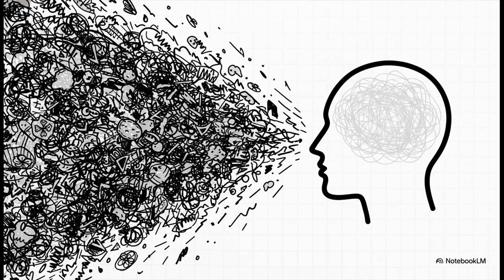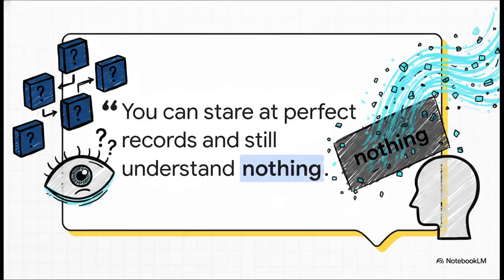Imagine logging into your bank app, right? And you just see a list of withdrawal amounts and dates, but absolutely zero merchant names. You have the raw data, perfect numeric accuracy. But without the context of who you actually paid, the information is effectively useless. And honestly, that is the reality of so much digital transparency today. And that brings us to a pretty profound truth. You can stare at perfect records and still understand absolutely nothing.